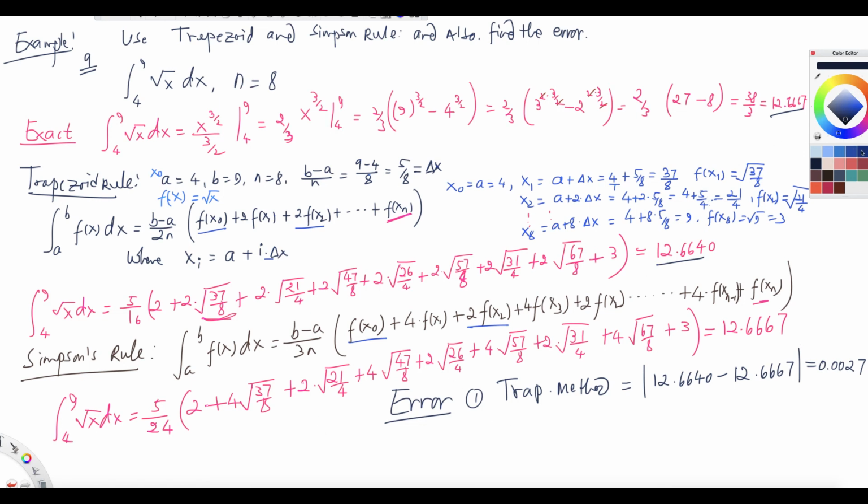But if you use Simpson's method, the error you got is 12.6667 minus 12.6667. In this case, we got almost zero error, right? Why I say almost zero is I'm just considering only the 4 decimal places. That's why I got almost zero, because they are perfectly the same up to the 4 decimal places. But if you take 10 decimal places, you will get a tiny error there, but it will be negligible, very small error.